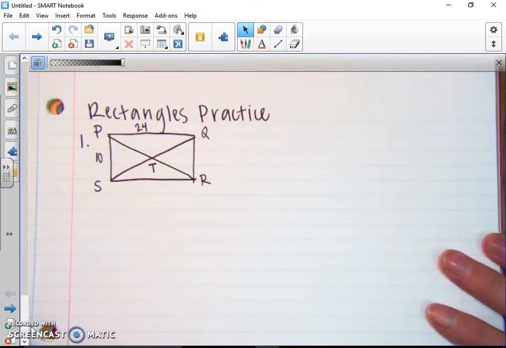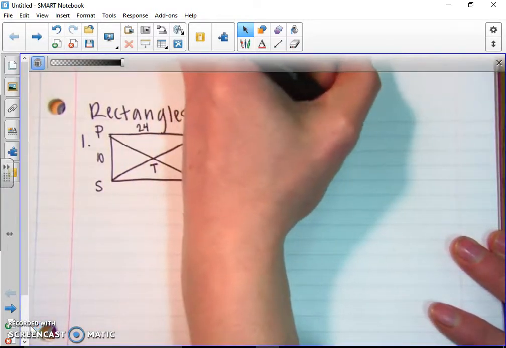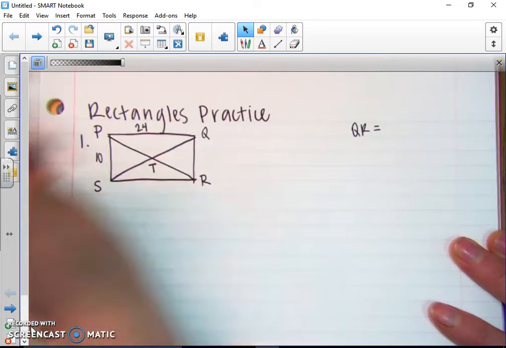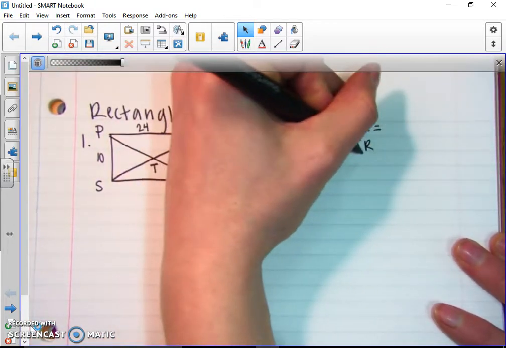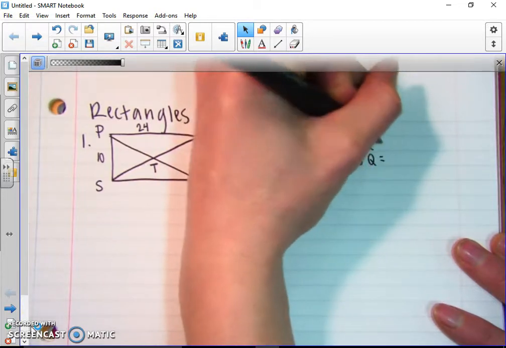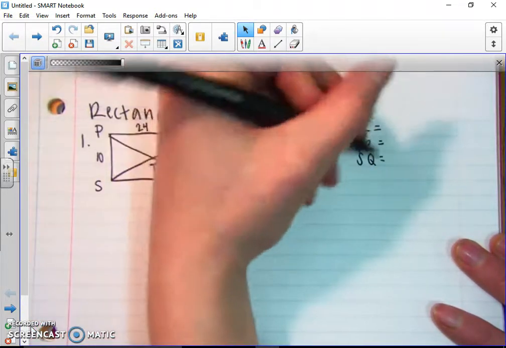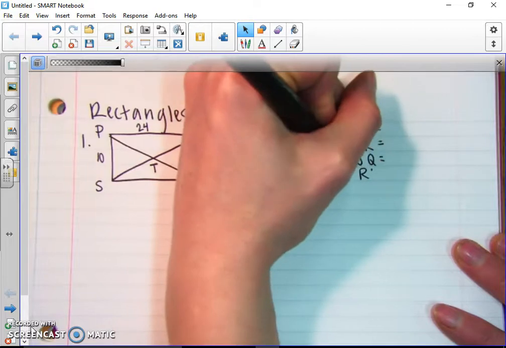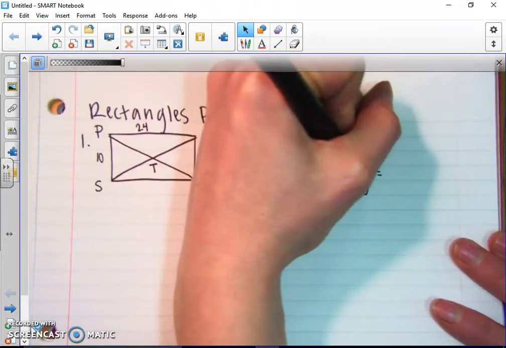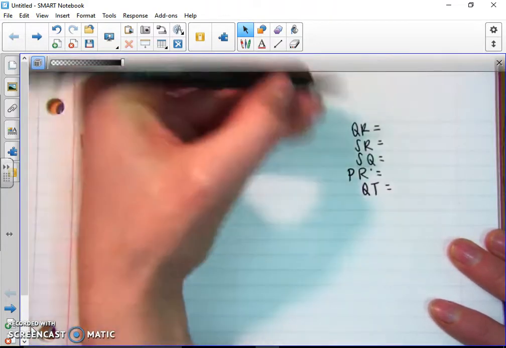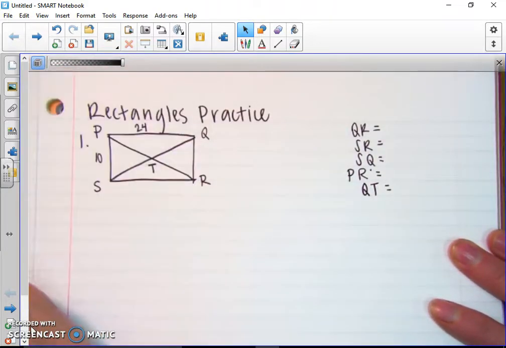And we're going to need to find a couple different things. Find QR, so the length of QR. We need to find SR, SQ, PR, and QT. So these are all asking for lengths of these segments.